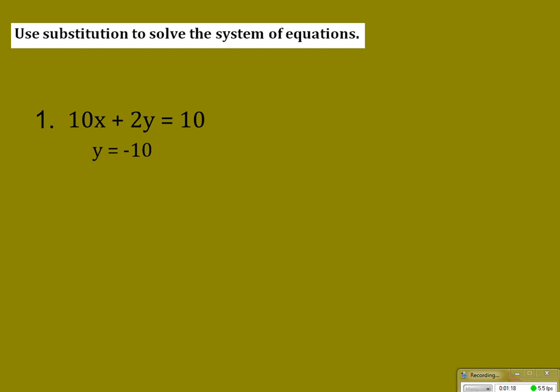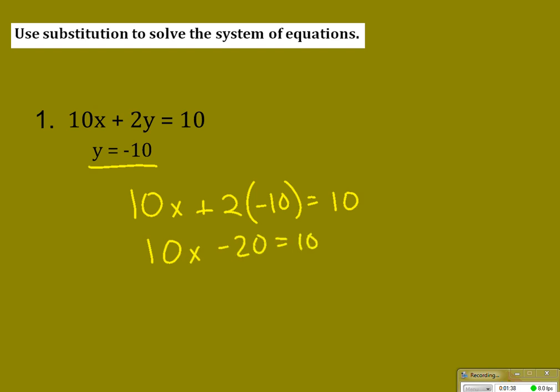So when you look at something like this, this one's going to be nice and helpful because y already equals -10. You don't have to solve for anything. So I leave 10x plus 2, but instead of y, I put in -10, equals 10. So 10x minus 20 equals 10. 10x equals 30. So x is going to equal 3. So my solution is going to be 3, -10.